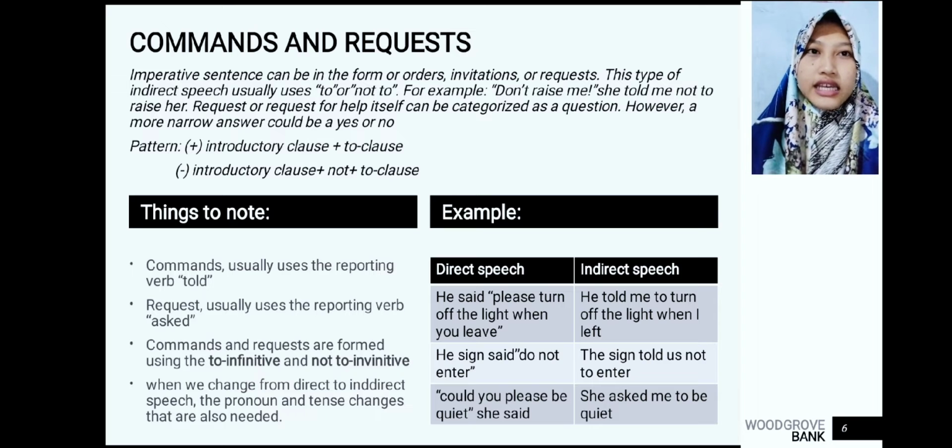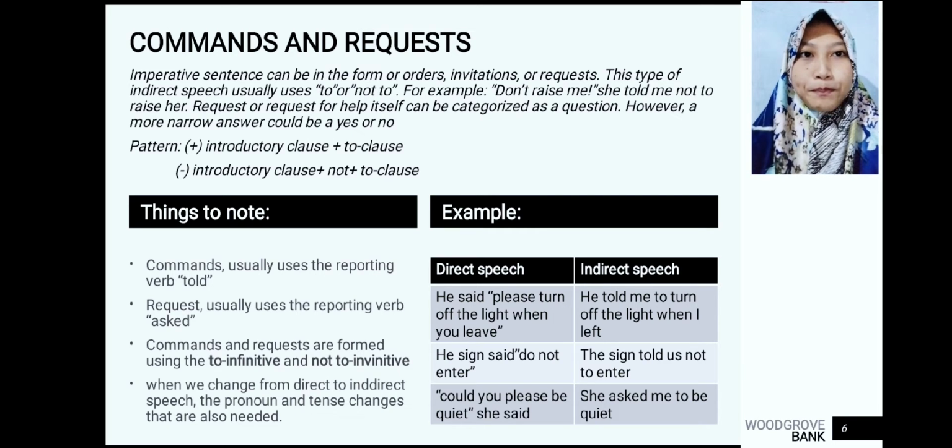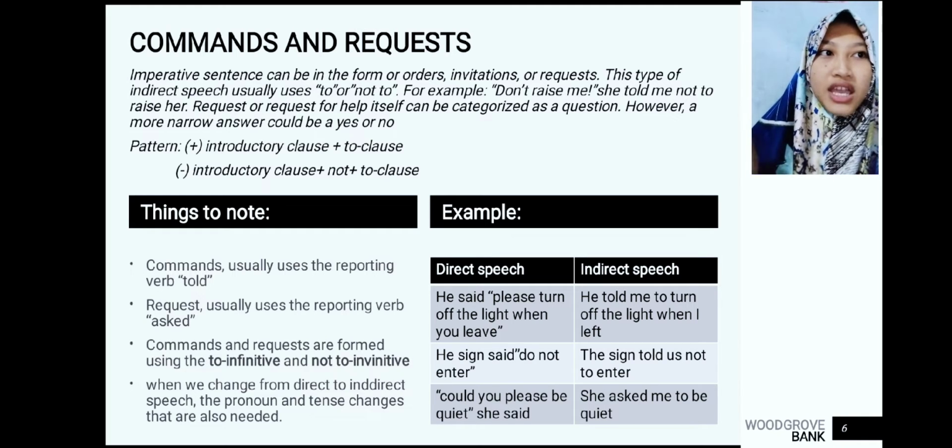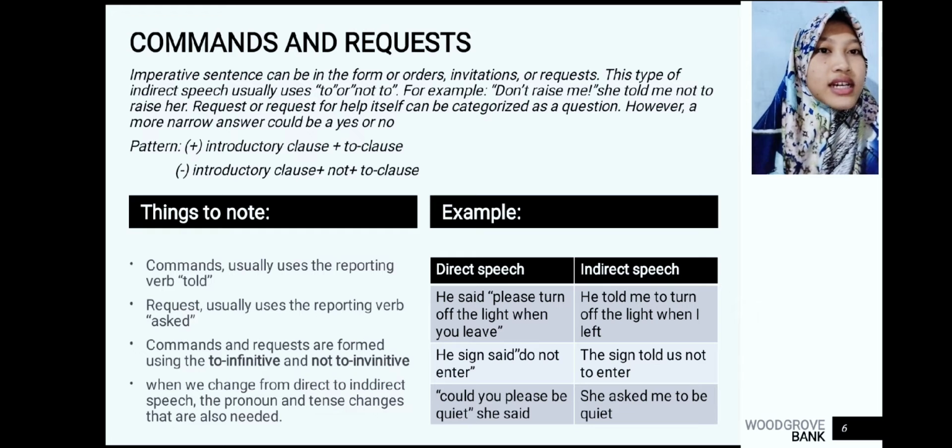Next material is comment and request. Infinitive sentence can be in the form of orders, invitation or request. This type of indirect speech usually use to or not to. For example, don't raise me. She told me not to raise her.